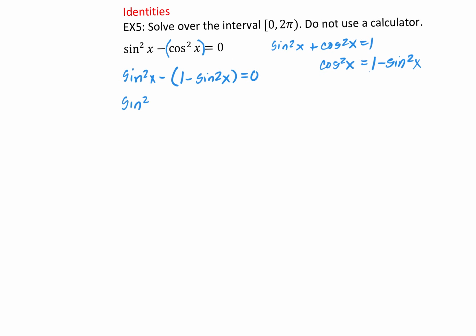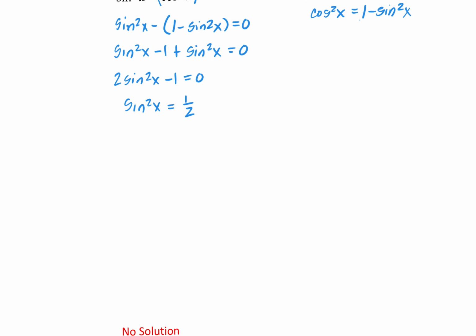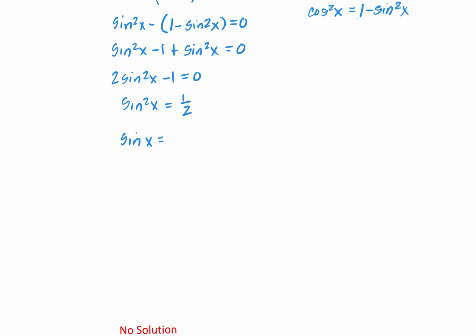This will give me sine squared x minus 1 plus sine squared x. So not only do I have this written in terms of one trig function, I can actually combine these like terms. I have 1 sine squared plus 1 sine squared, which gives me 2 sine squared x's. So add 1, divide by 2 to get the sine squared by itself. And now I need to solve for sine: square root both sides, but don't forget the plus or minus. It's going to be plus or minus the square root of 1 over 2. That's simply 1 over the square root of 2, but then we have to rationalize. So notice we have sine of x equal to plus or minus the square root of 2 over 2.